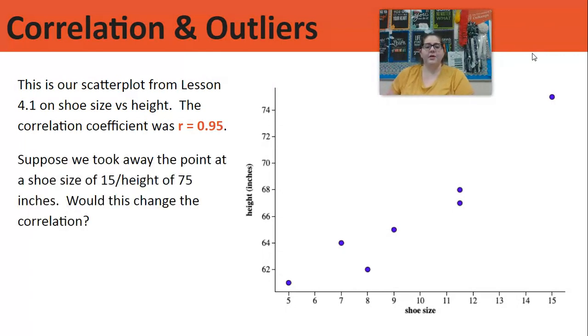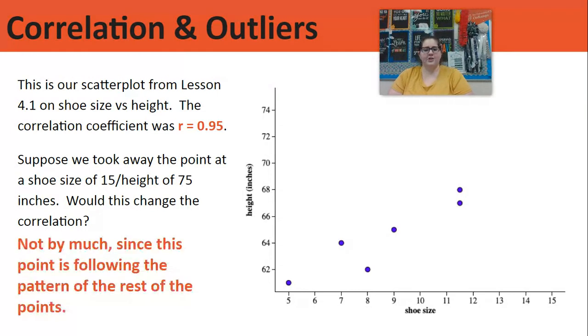So suppose we took away the point that's a shoe size of 15 and a height of 75 inches. So that's that point way up there, which is a little bit removed. We can maybe call it an outlier. So we want to know, would that change the correlation? If I took that point away, made it disappear, would that change the correlation?